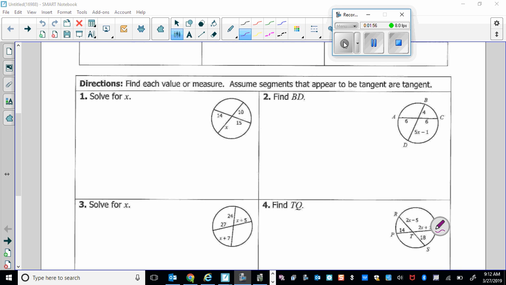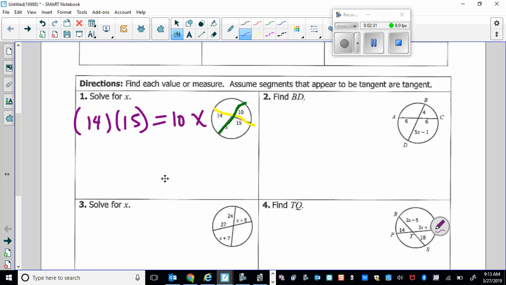Alrighty, let's try number 1. They gave you 14 and 15. I think the main thing is knowing which measurements are together. So 14 and 15 are together, and X and 10 are together. That's something you have to make sure you differentiate. So the product of 14 times 15 is going to be the same as 10 times X. That's it, and then you just solve.